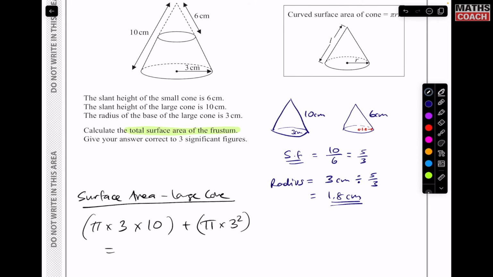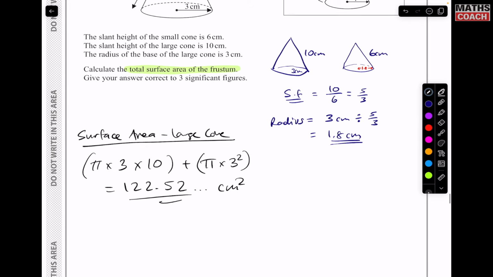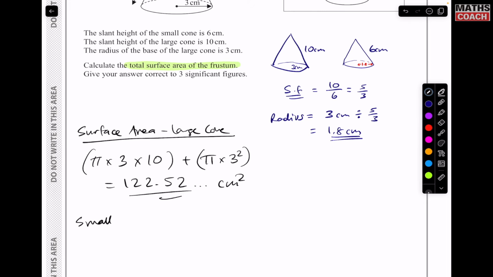Okay, that gives us 122.52 centimeter squared. So I've just put that into the calculator, added it to that. Okay, that's that. Now the small cone. Let's look at the small cone. So the surface area of our small cone.